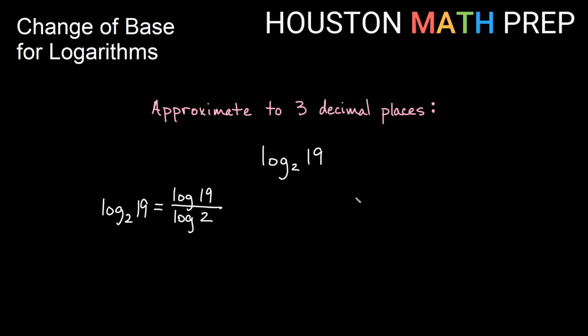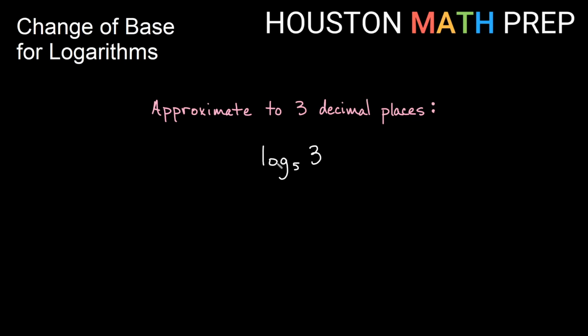If I were changing this into ln, log base e, then I would say log base 2 of 19 is equal to ln of 19 over ln of 2, the natural log of 19 over the natural log of 2. Again, we use log and ln most commonly with these because those are the most common log keys you'll see on a calculator. If you type either of these in the calculator, log 19 over log 2 or ln of 19 over ln of 2, you'll get a 3 decimal approximation if you round. That is about 4.248 for either of these.